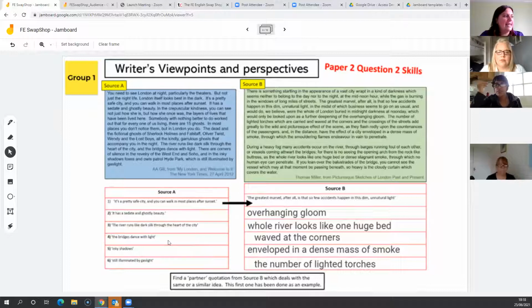They had source A, and they had some quotes in there already. They had an example matching quote for source B where there's a similar theme. And they had to work through discussing in their small groups, adding in their quotes to show the similar viewpoint or perspective. Then they came back to the main teaching. We talked about that, we shared them.